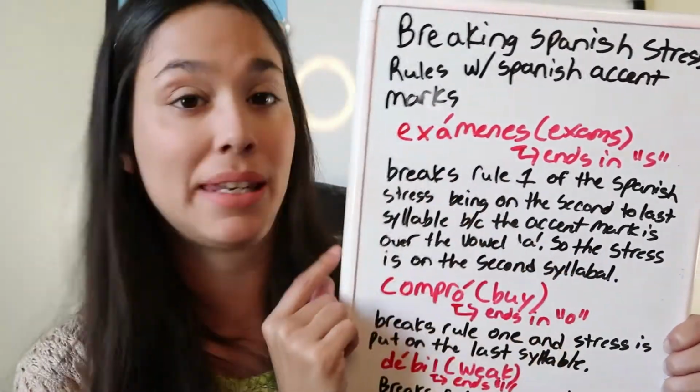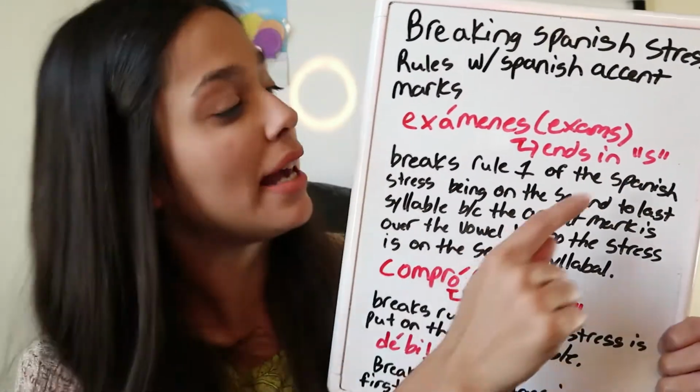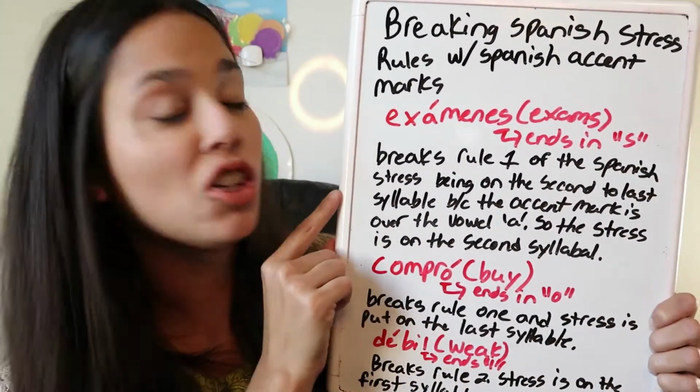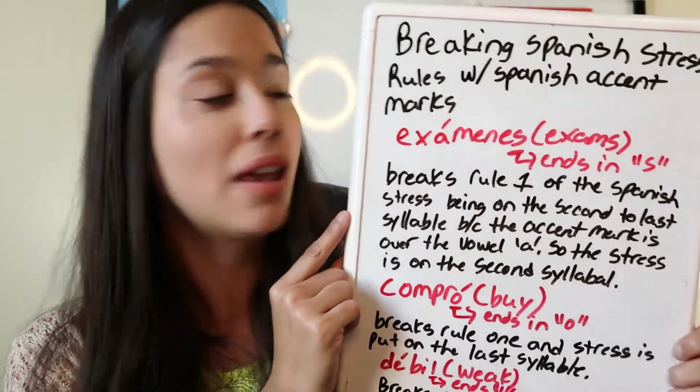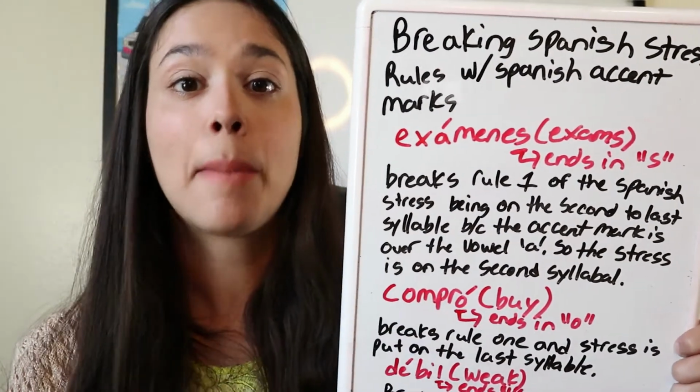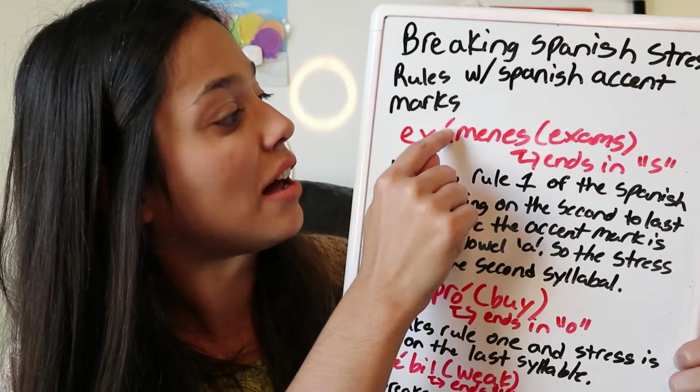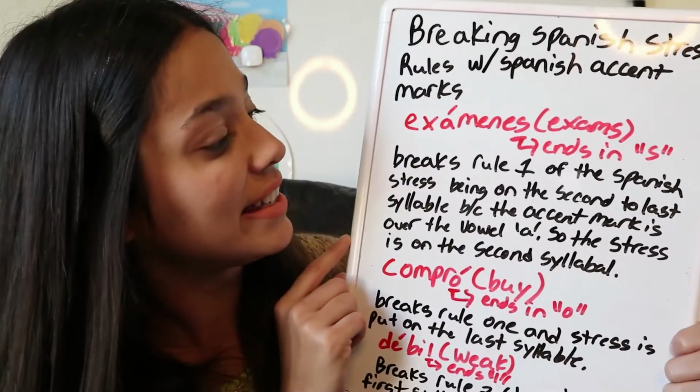Let's look at some examples. We have our first word, exámenes, which means exams, ends in the letter S. So this breaks rule 1 when it comes to the stress, because the accent mark is on the A, which is on the second syllable.